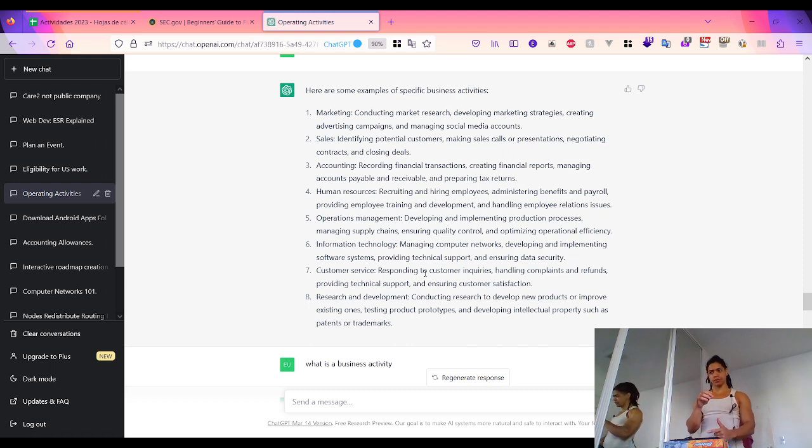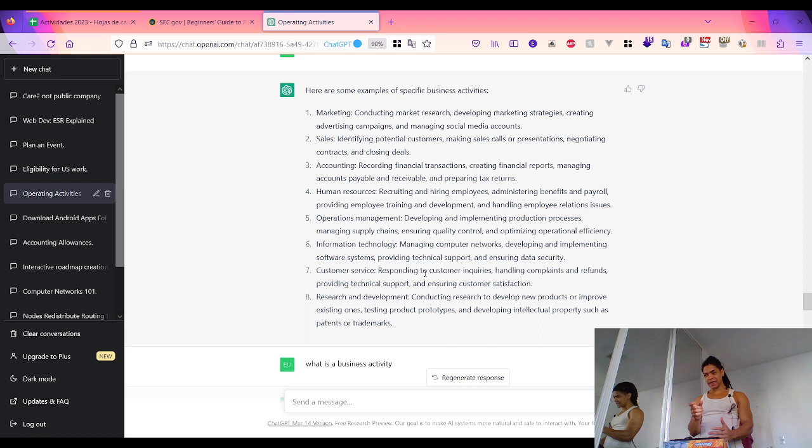sales, that identify potential customers or sales leads, make sales calls or presentations, reach some sort of agreement or negotiate contracts and close deals. Then I look at the accounting, which records every financial transaction, creates financial reports, manages accounts payable and accounts receivable, and prepares tax returns.